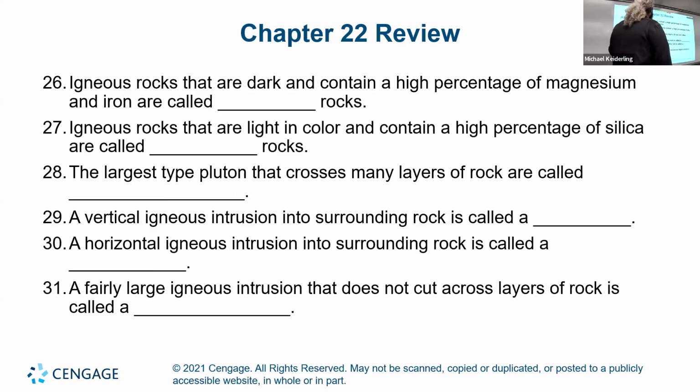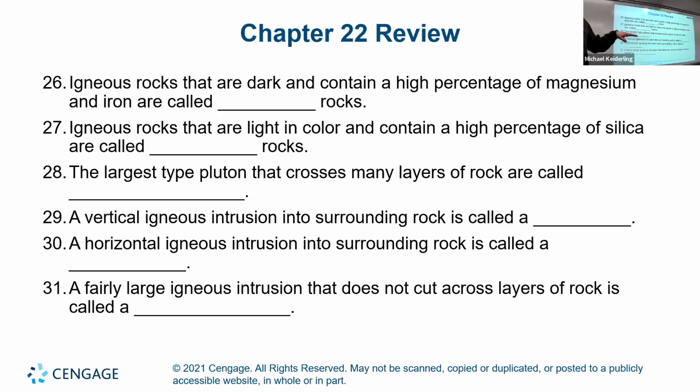Igneous rocks that are light in color and contain a high percentage of silica are called felsic rocks. They're also sometimes referred to as granitic because they're like granite. The largest pluton that crosses many layers of rock is called a batholith. A vertical igneous intrusion into the surrounding rock is called a dike.